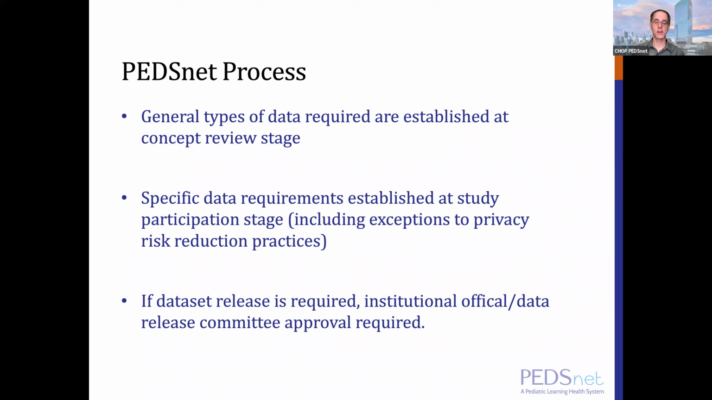When we reach the study participation stage, so this is usually after a study is funded or has been contracted, then specific data requirements are set out so that institutions know what decisions they're making as they agree to participate in the study. This is the point where if we need to make changes in our privacy risk reduction practices, we have the specific discussions and seek permission from institutions to waive some of the risk reduction measures.